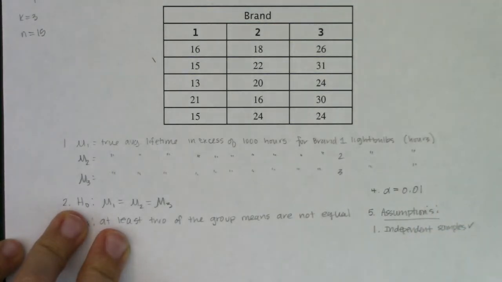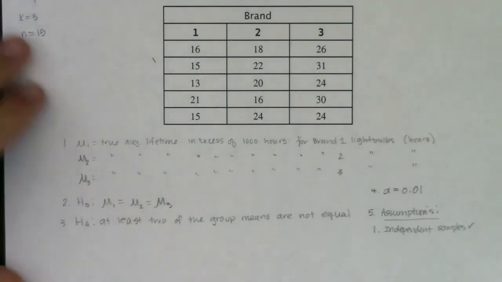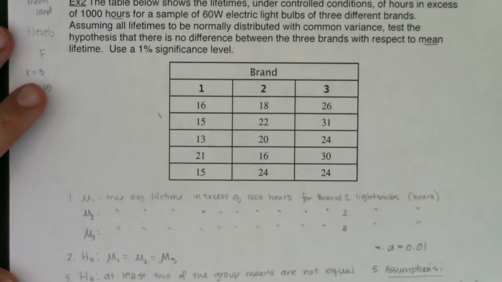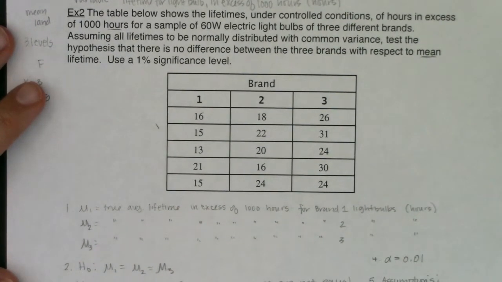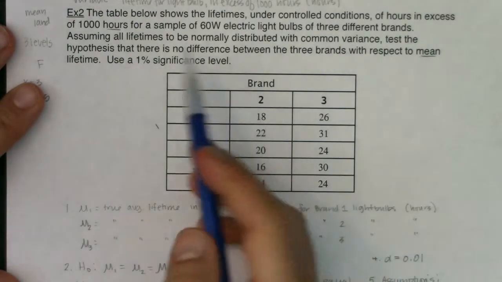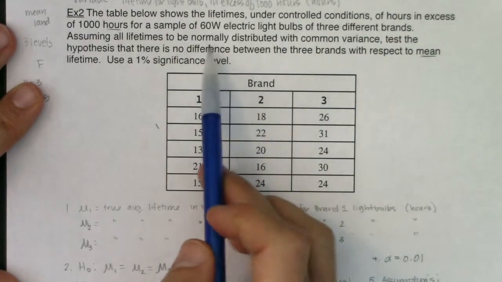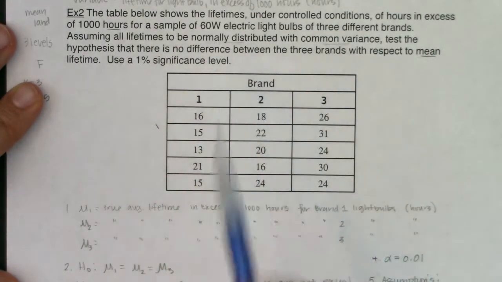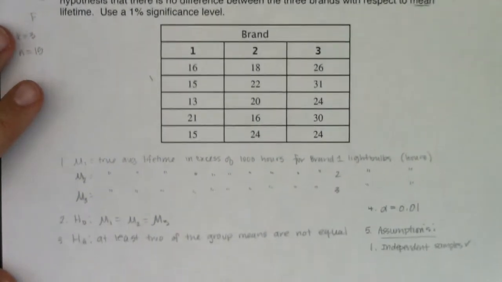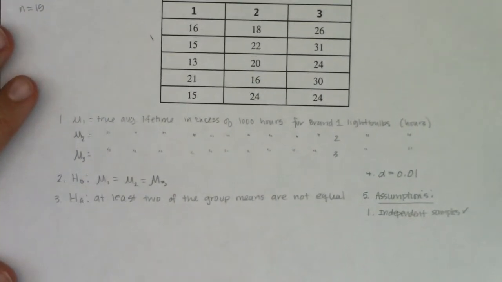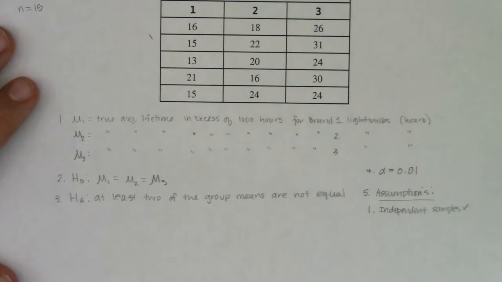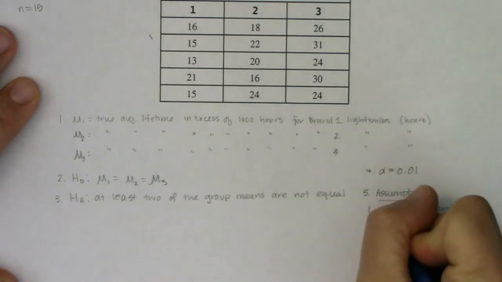All right, now, was there any phrasing in the setup that told me I had random samples or that my samples represented my population? Let's just take a quick look through. I see normally distributed, I see common variance. I don't see anything about random samples. Okay, not a deal breaker. So I'll just take note that I did not have random samples here.